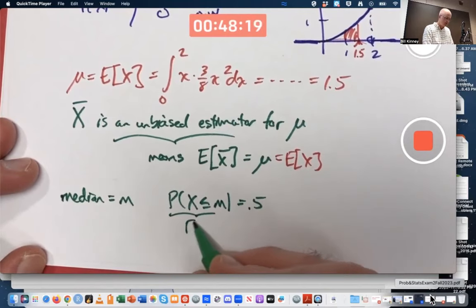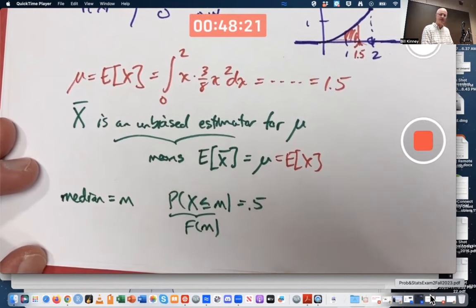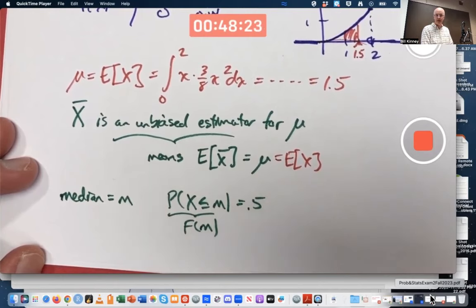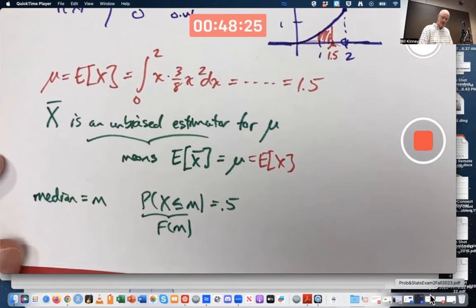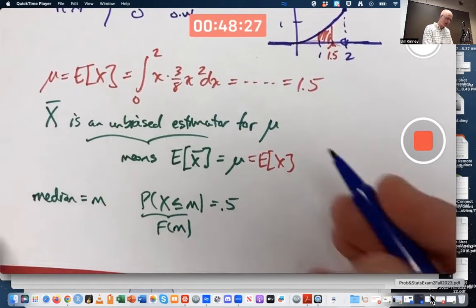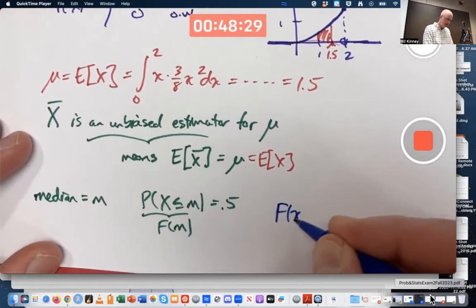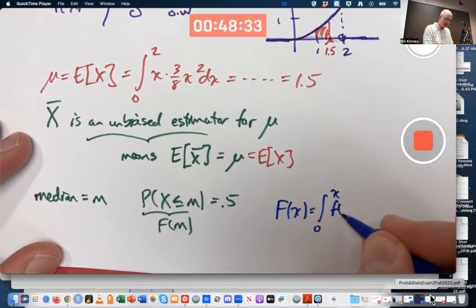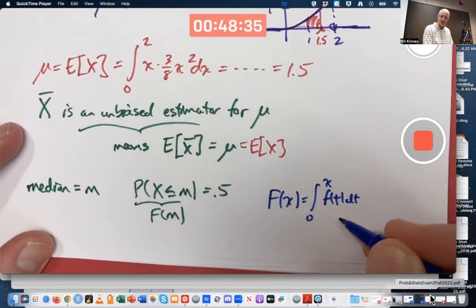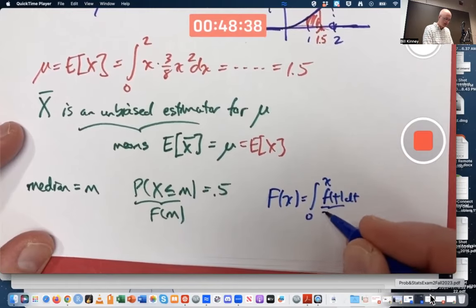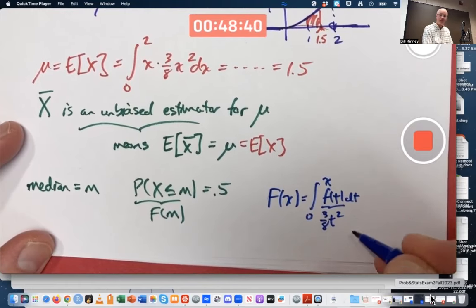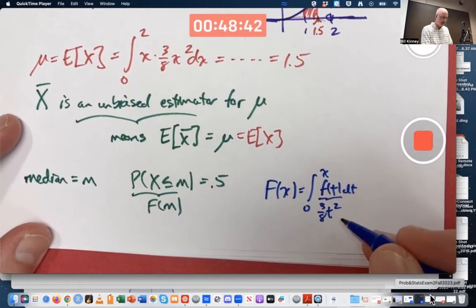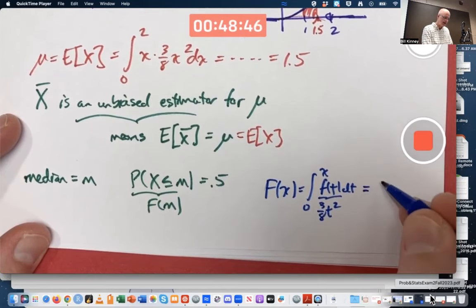That's a value of the CDF. So you need to find the formula for the CDF, which you did on the exam, and most of you got it right. Capital F of X is going to be the integral from 0 to X of the PDF. If I use a t for the variable of the PDF, that's 3/8 t squared. Integrate that, you get t cubed over 8. Evaluate that from 0 to x, you get x cubed over 8.